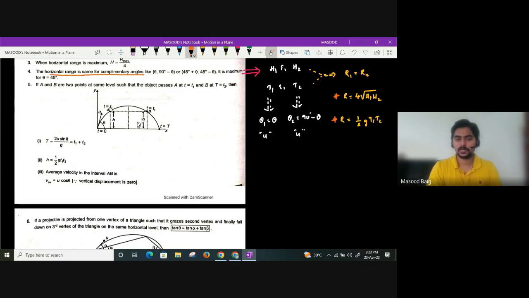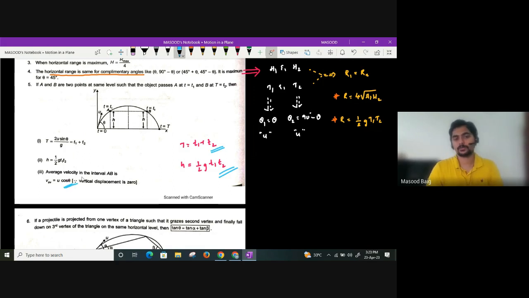If those times are given, direct case guys, then I'll directly write the time of flight will be sum of those times, t1 plus t2, beta. And the height at which they are present is given as half g t1 t2. Clear? And during the entire case, A and B, are they on same horizontal level? Yes, they are on same horizontal level. So as they are on same horizontal level, will there be any displacement in y direction? No. If I want to find average velocity between A and B, there will not be any displacement in y direction. So the entire average velocity will only be x component, which is u cos theta, beta.